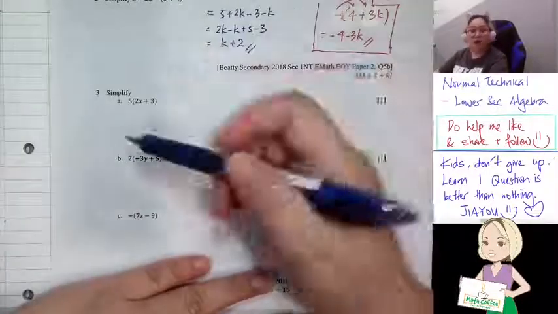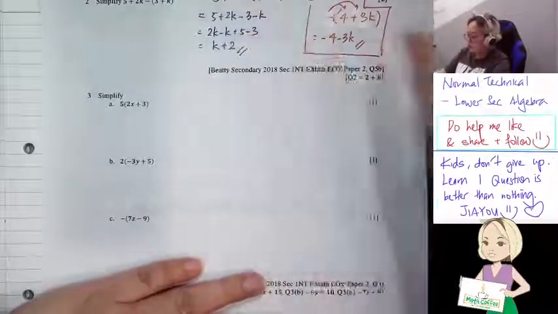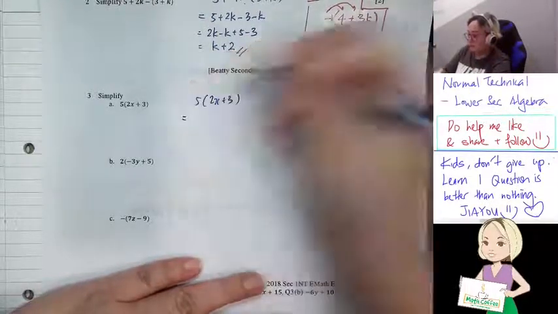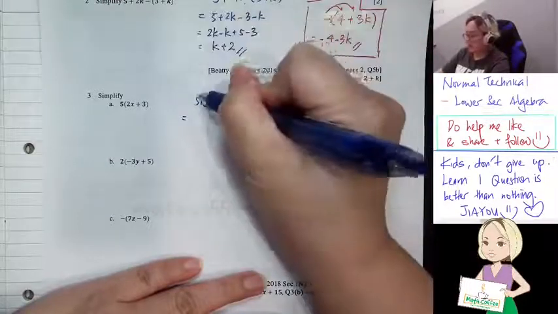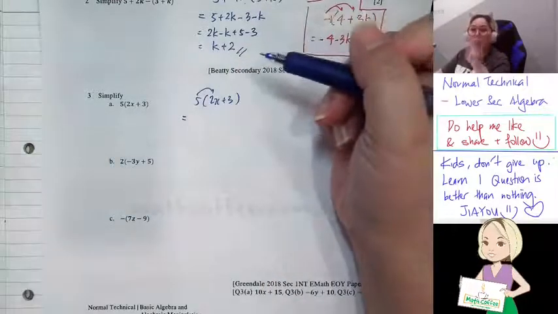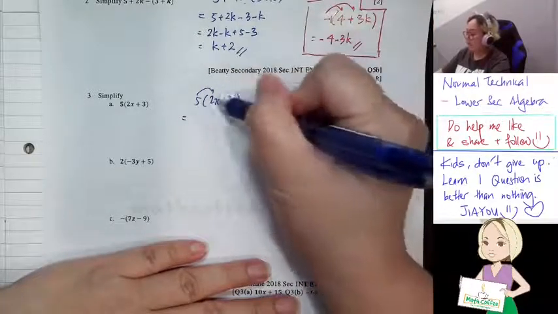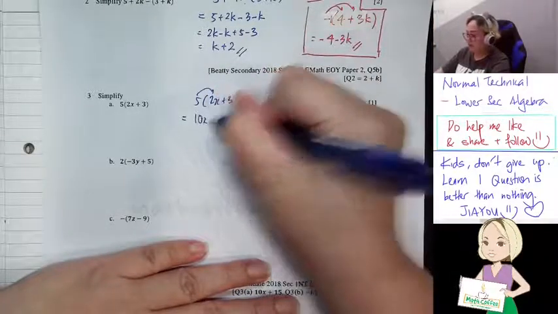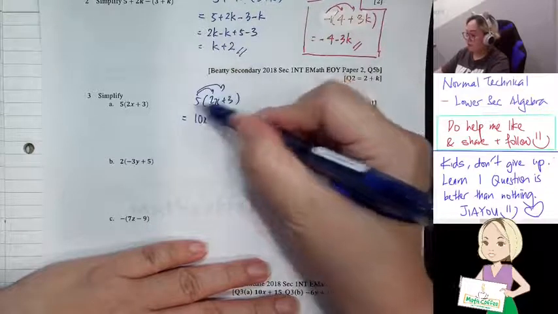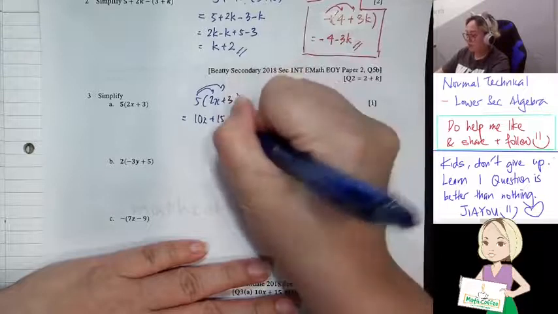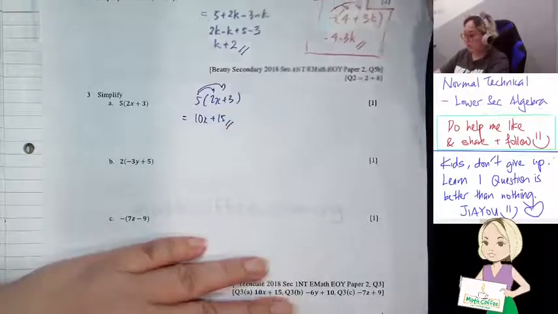Okay, next, question 3a. So we're going to do 5 rainbow with 2x plus 3. Okay, so what you're going to do is, again, 2 multiplication, 2 things. Positive times positive will end up positive, but I don't need to put a plus. 5 times 2x will give me 10x. This one times this one, positive times positive, positive. 5 times 3, 15. Okay, so it's very straightforward.